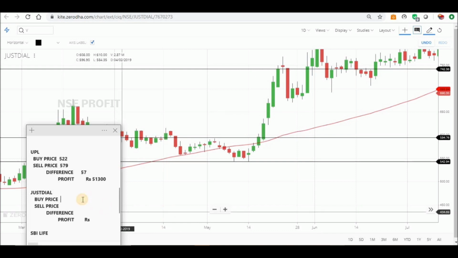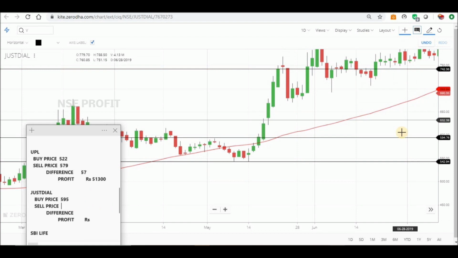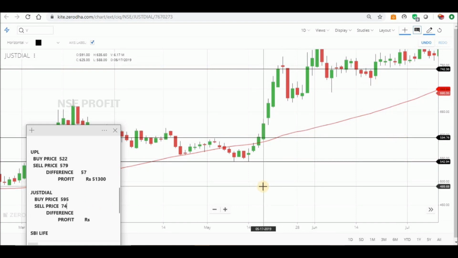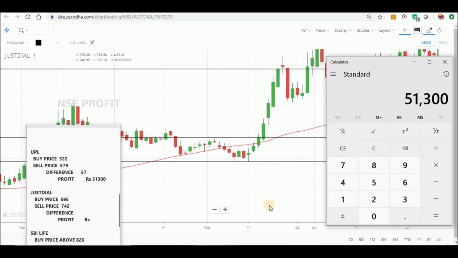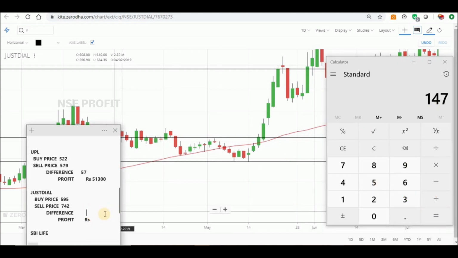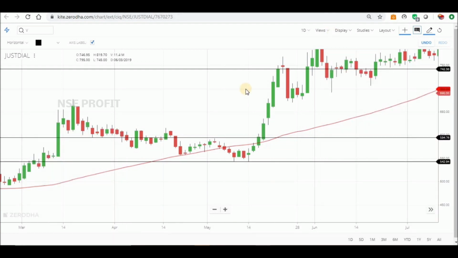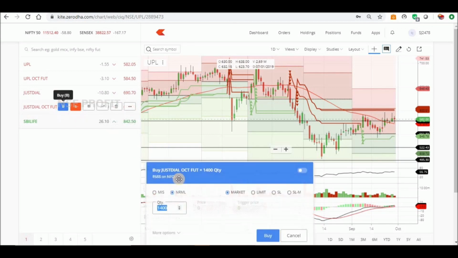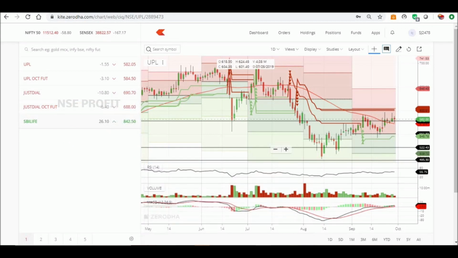So let's calculate what the profit is here. Taking Just Dial, the buying price is 595 and the selling price is 742. The difference, 742 minus 595, comes to 147 points. It's massive. While considering this Just Dial lot, one lot is equal to 1400.